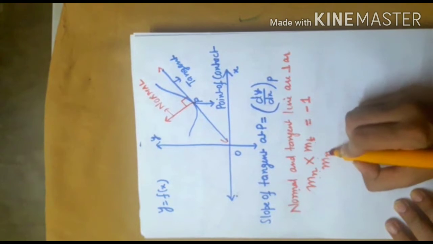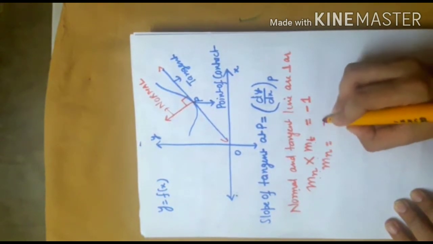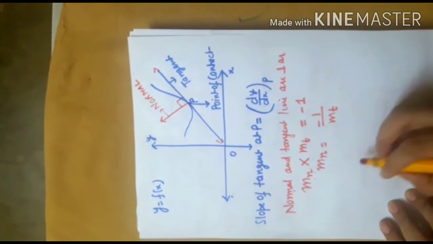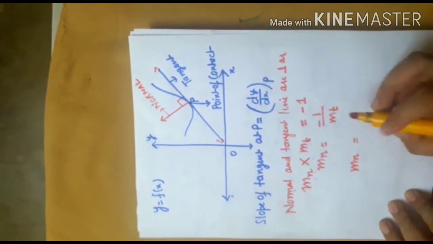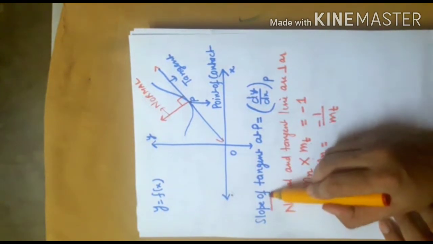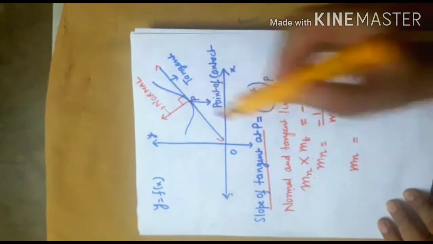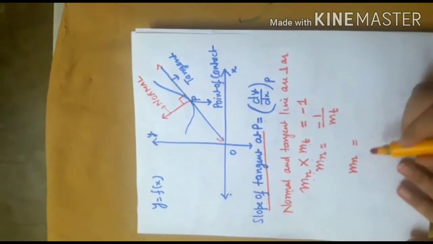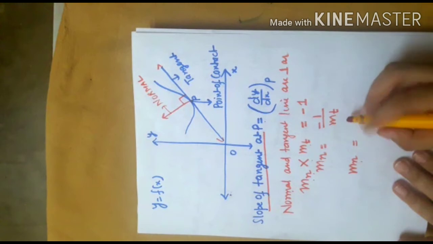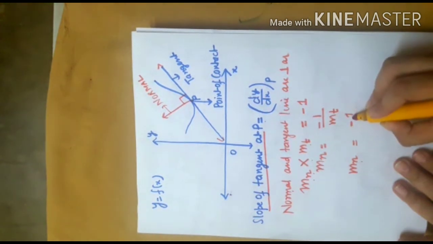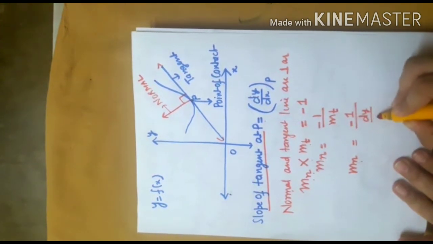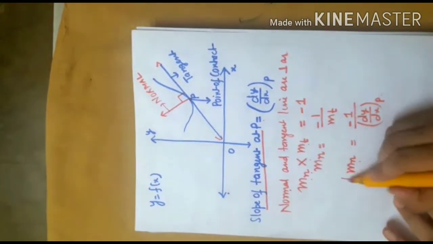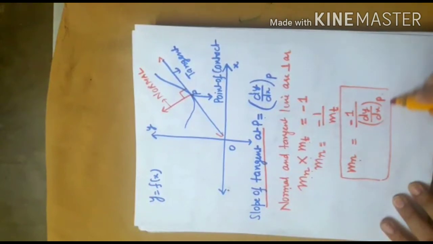Now from here, slope of the normal will be -1 over slope of the tangent. Now we know that slope of the tangent at the point P is equal to the derivative of the function at that point. So from here, slope of the normal is -1 over the derivative of the function at the point P. Clear?